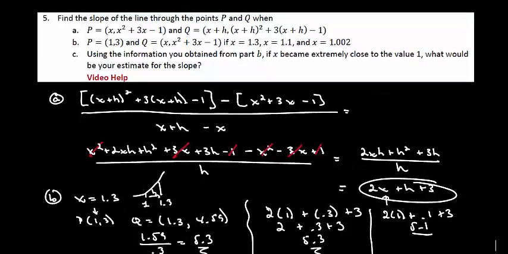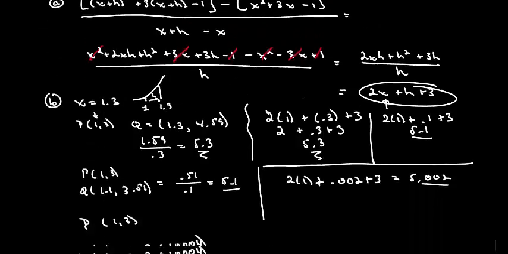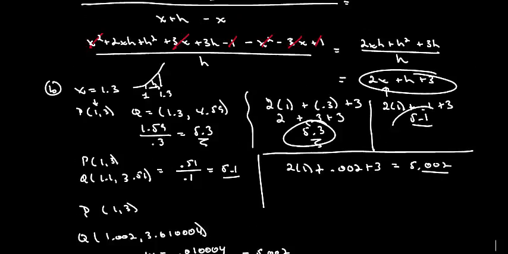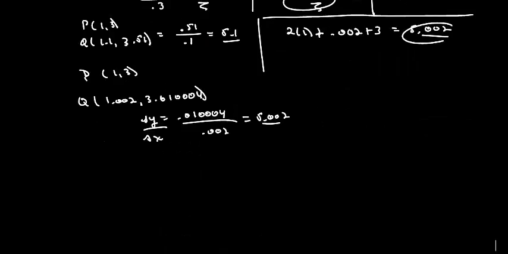Okay, so again, the next question says, what if I picked x equals, I don't know, 1.0000? What will it be really close to? Well, what's the trend here? What's the pattern? It went from 5.3 to 5.1 to 5.002. So we're going to go to a slope of 5. That's our prediction.